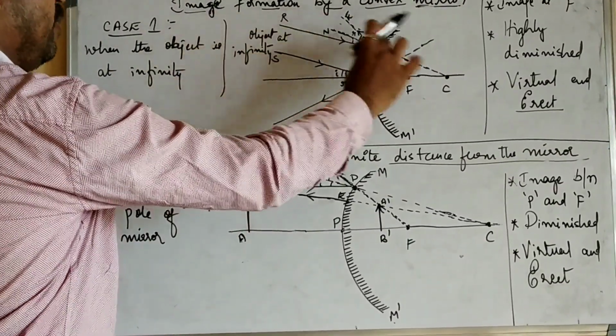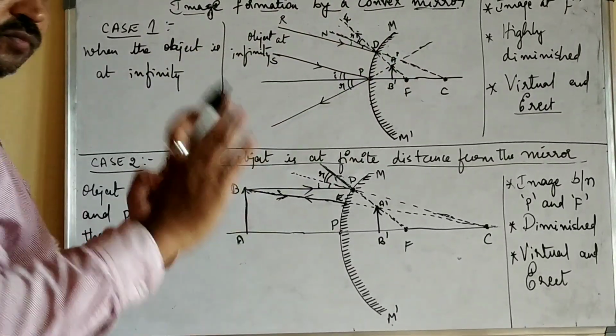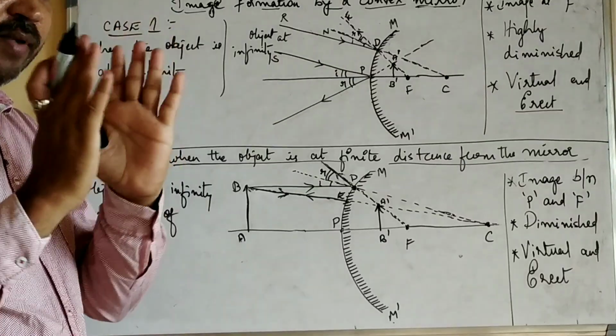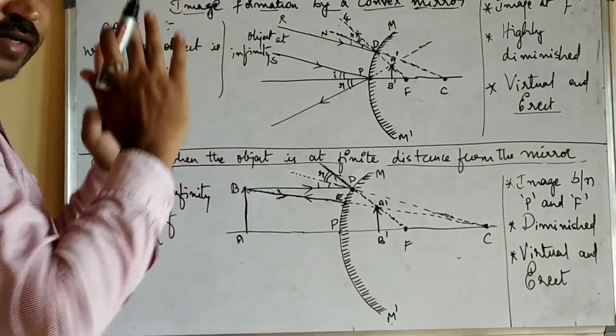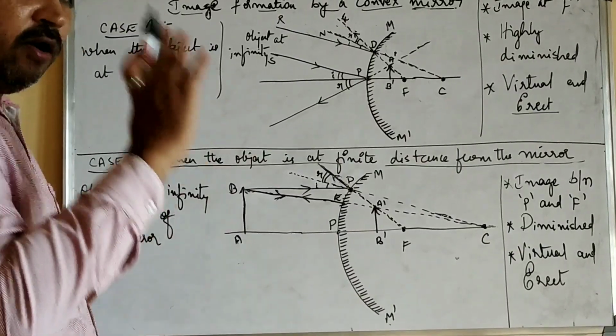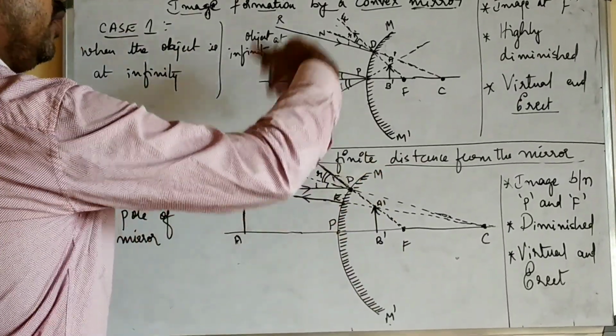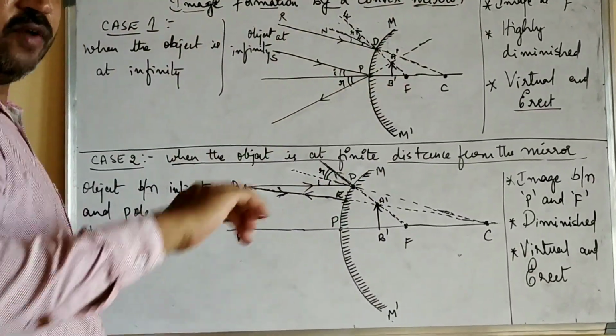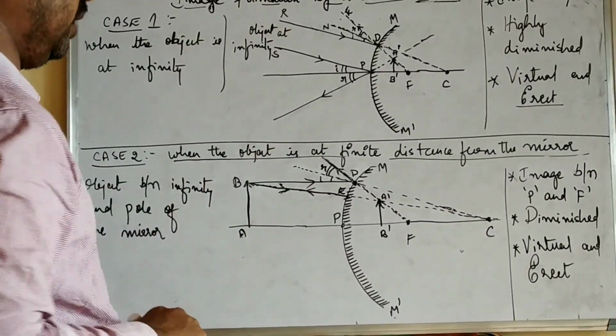Okay, these are the two parallel rays. Now you should have a clear understanding while writing the ray diagram in the convex mirror. That is, always the image is formed on the other side of the mirror, far behind the mirror. Why? Because it is virtual.